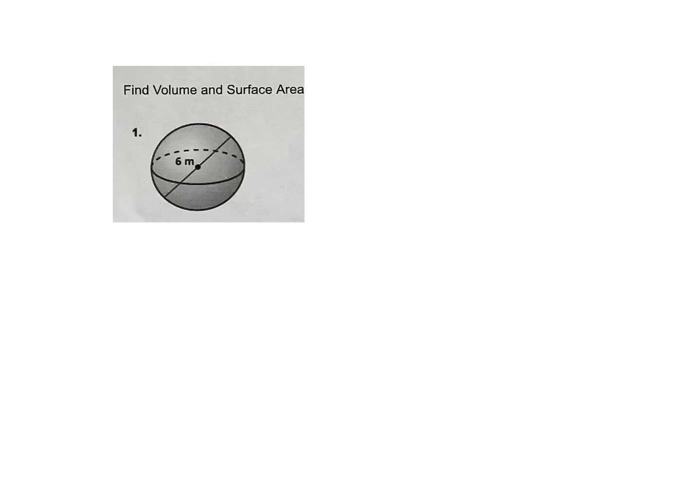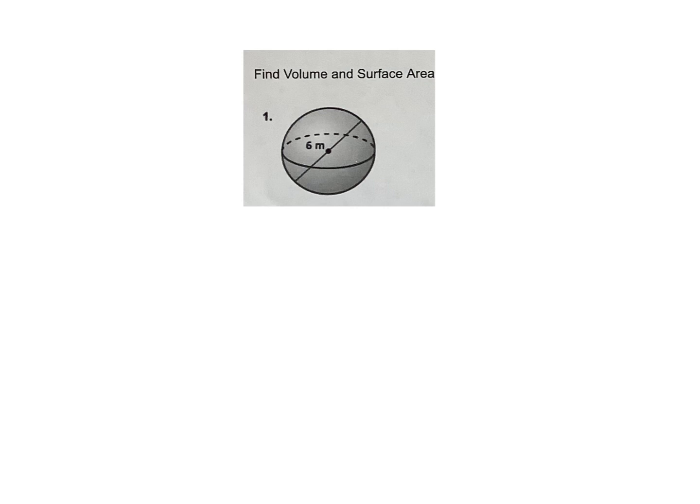Welcome to 12.5, 12.7 review. Number one is find the volume and surface area of the sphere. So let's get started with volume. So the volume is 4 times pi times r cubed over 3.